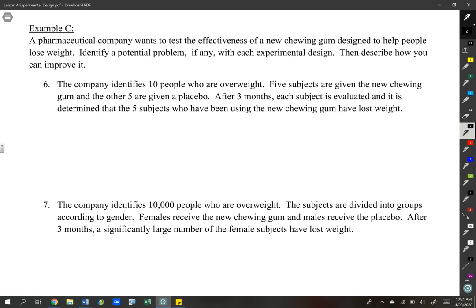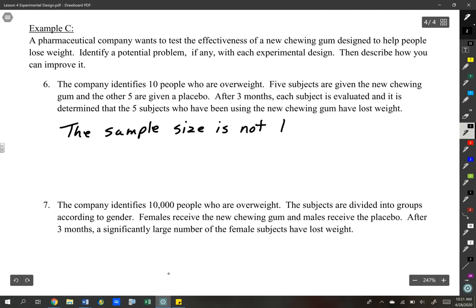All right, so the problem right here, right out of the gate, is that we only have 10 people. So the sample size is not large enough. All right, it's not large enough to produce valid results.